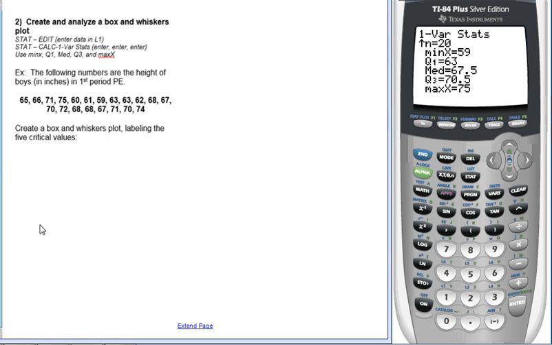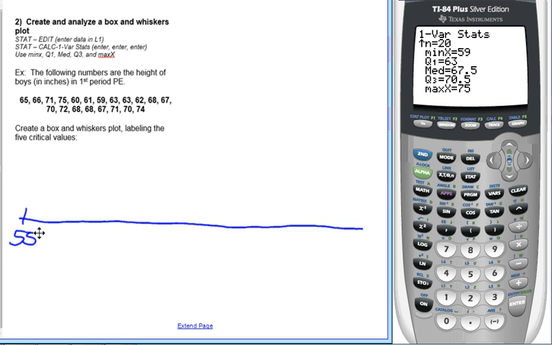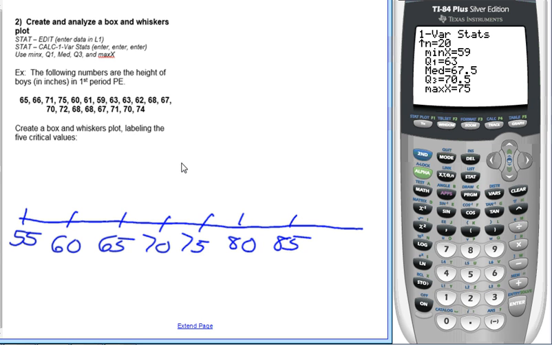So when I'm drawing my box and whisker, I've got a line. I think I'm probably going to scale this by maybe 5s. So I've got 55, 60, not going to be perfect, 65, 70, 75, 80, 85. Okay, so my minimum is 59. I'm going to put a dot there for now. I'm not going to draw my picture, but there's my min. My max is 75. There's my max.